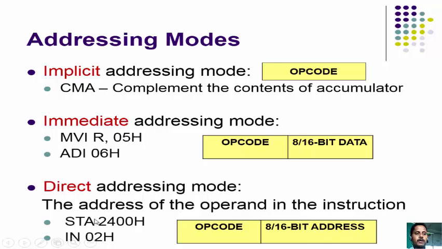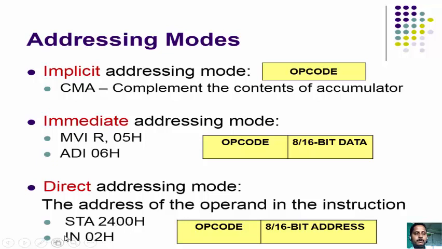So two examples again given, that is STA. So ST indicates storing operation and A indicates accumulator. Store accumulator content directly in the specified memory location. So in this example 2400X is the 16 bit memory address. So this particular instruction will store accumulator content to the particular memory location.